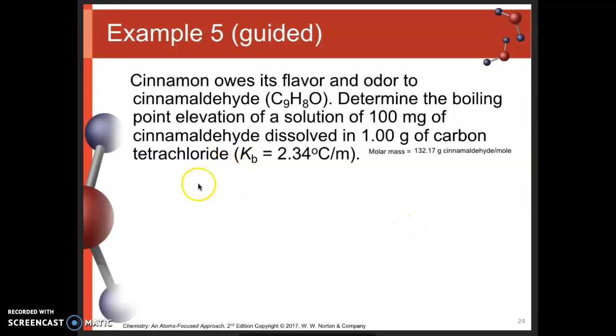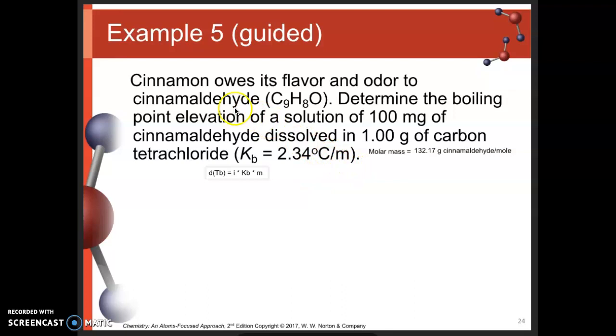Now, in this particular case, we're talking about boiling point elevation. So we are going to use the equation delta TB, the change in boiling point, is equal to I times KB times the molality of the solution.